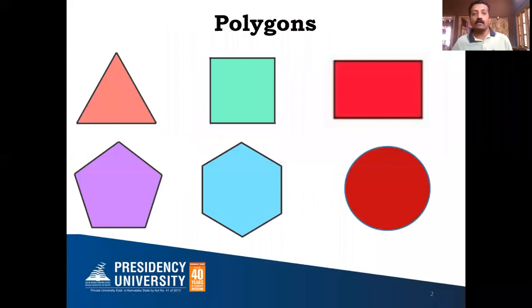These are some of the polygons we're going to discuss in this chapter. The first one is a triangle. A triangle has three sides, and the example I have shown here is an equilateral triangle. What do you mean by an equilateral triangle? One wherein all three sides are equal. Not only are all three sides equal, all the internal angles are also equal: this, this, and this.